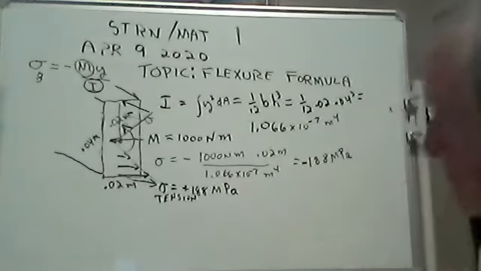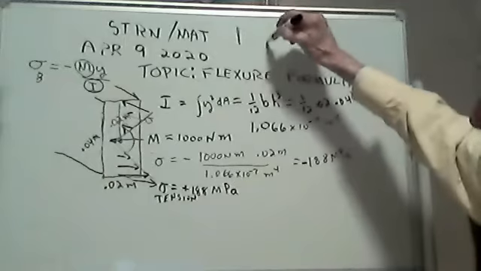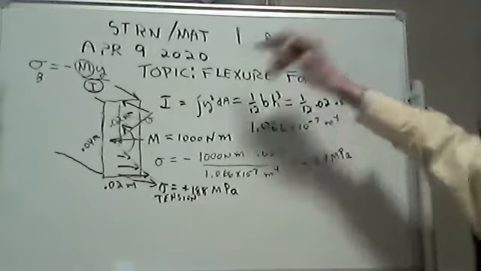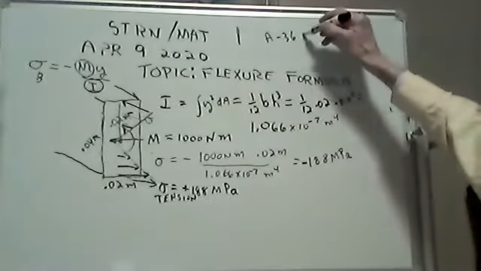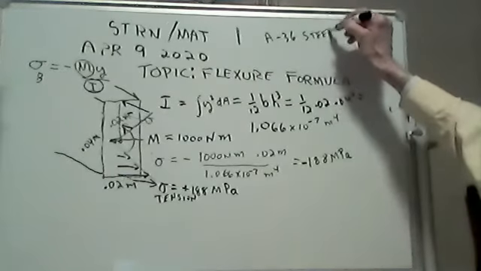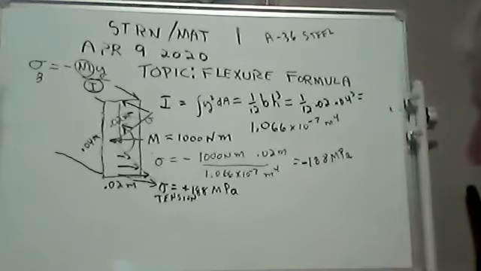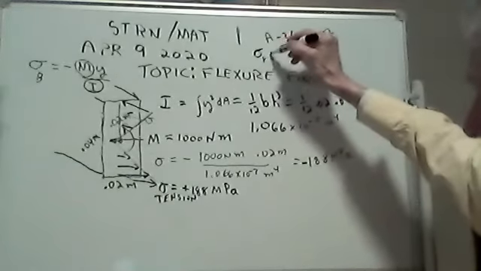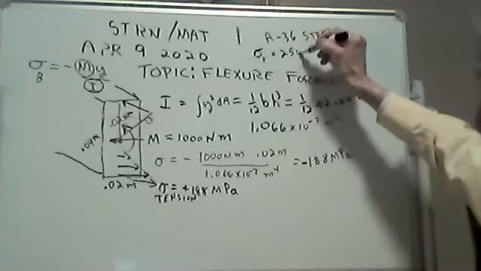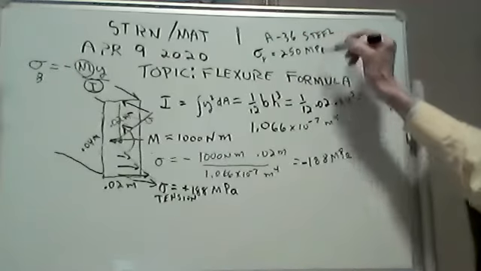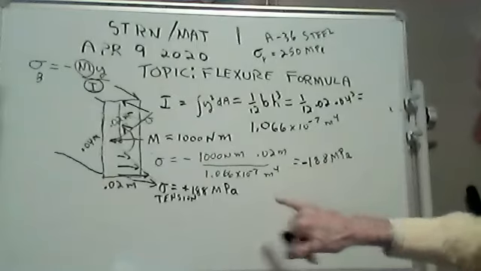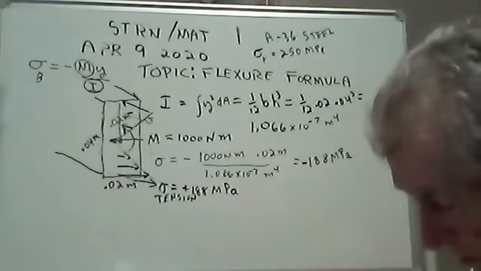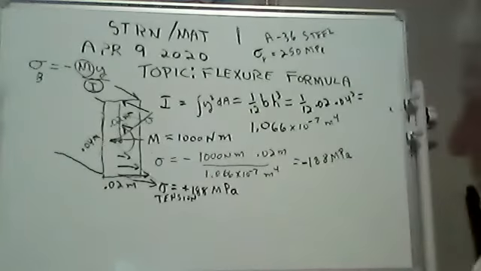Now, if you had A36 steel, suppose this beam was made of A36 steel. Well, it has a yield strength of 250 megapascals. We're not there yet. 188 is smaller than 250, so we are still elastic. We haven't gone plastic yet.